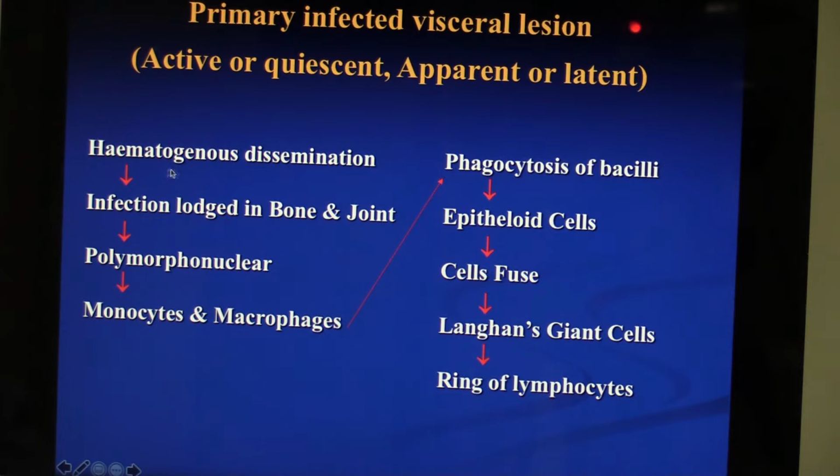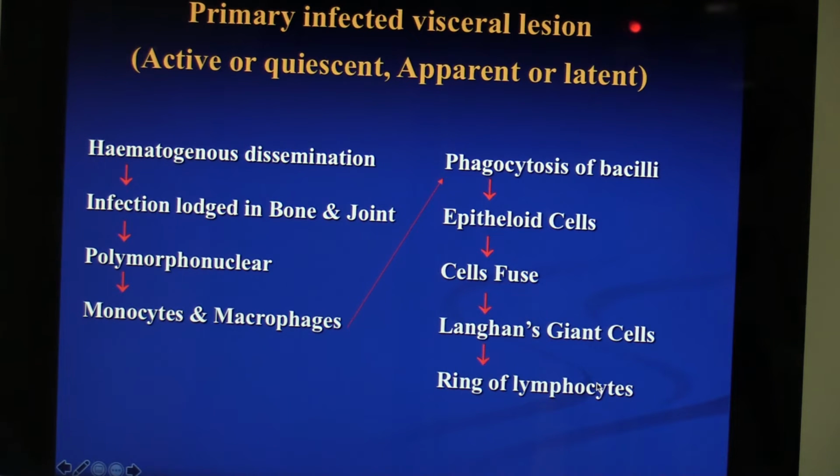Now, once, as a result of hematogenous dissemination, infection is lodged in bone and joint, as a result of this infection there is a polymorphonuclear infiltration all around, and these polymorphonuclear cells get converted into monocytes and macrophages, which can do the phagocytosis. As a result of phagocytosis of bacteria, these are converted into epithelioid cells, and many epithelioid cells fuse together to form Langerhans giant cells, which is characteristic of a tubercular granuloma, surrounded by a ring of lymphocytes.